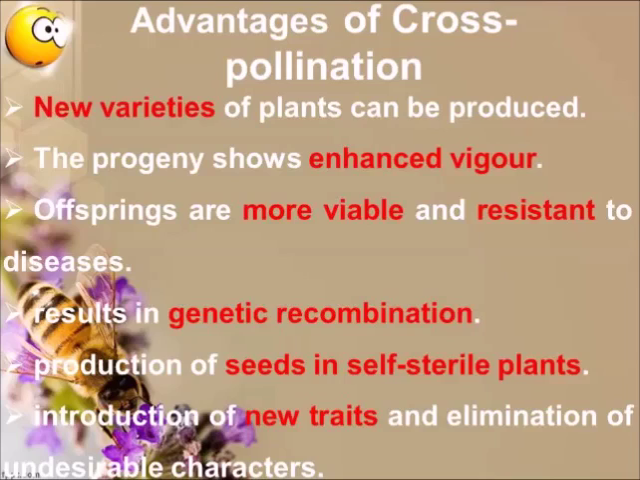Cross-pollination is an essential part of sexual reproduction in seed-producing plants. It allows for genetic recombination, or shuffling of genetic material, between two different plants and formation of genetically unique seeds. It also enables production of seeds in self-sterile plants. Since this type of pollination involves mixing of characters from two different plants, it enables introduction of new traits in offspring, increasing variation, and also elimination of undesirable recessive traits from the population.